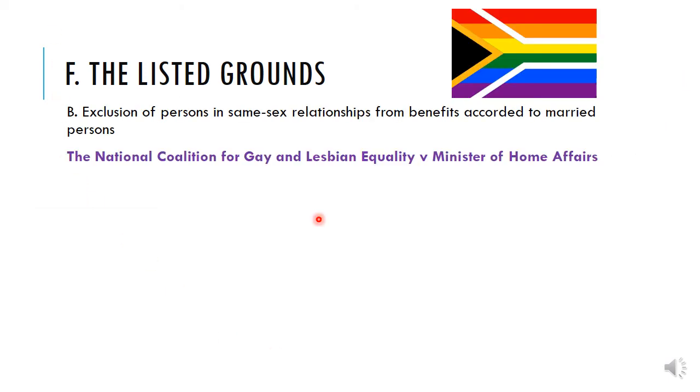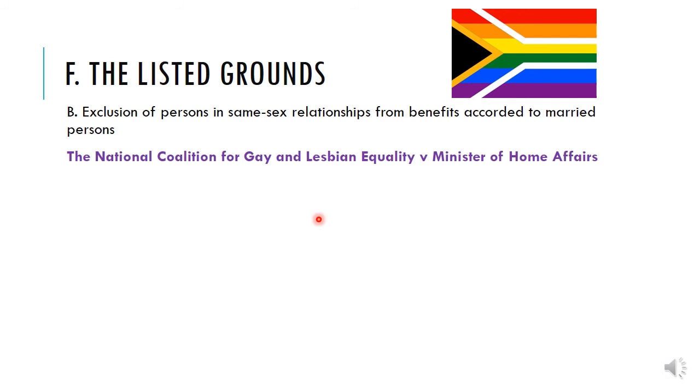So concerning sexual orientation, the first thing was decriminalization of the homosexual erotic acts. The next big thing that happened was the exclusion of persons in same-sex relationships from benefits accorded to married people. Remember that you couldn't legally get married if you were homosexual in South Africa.